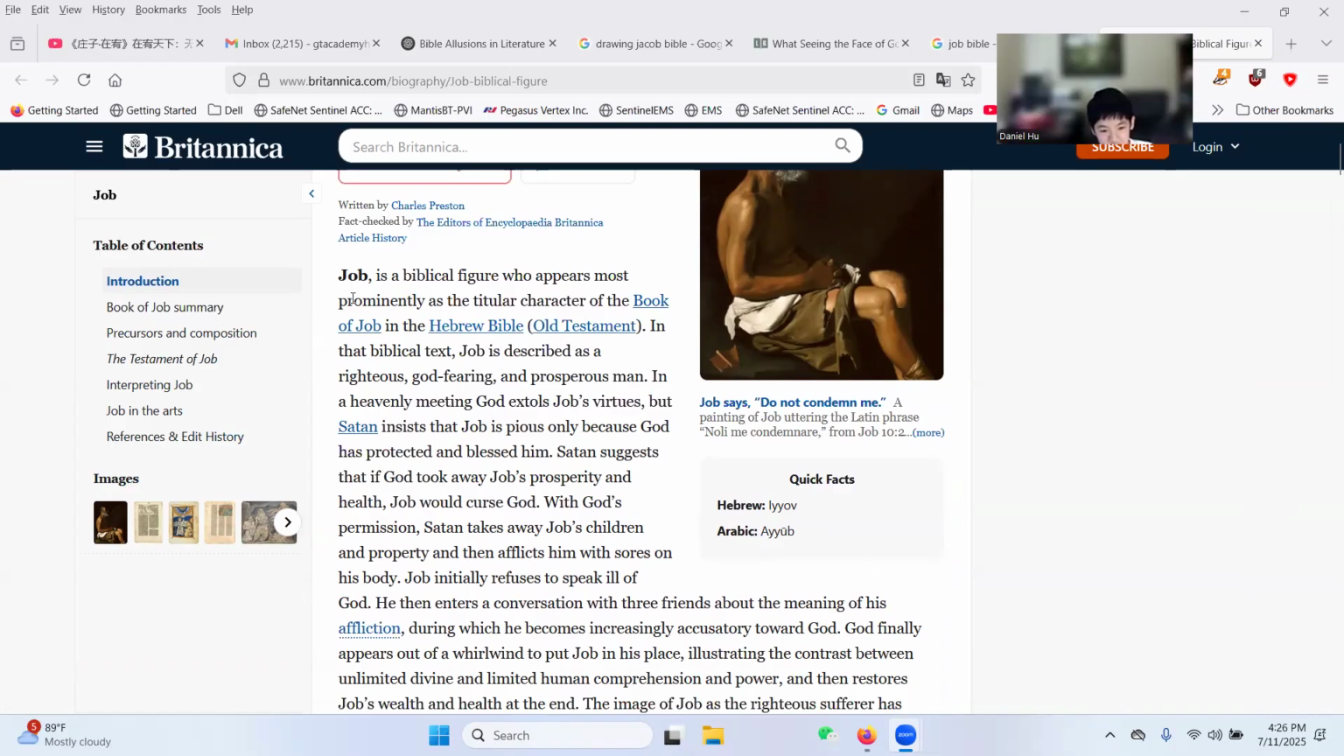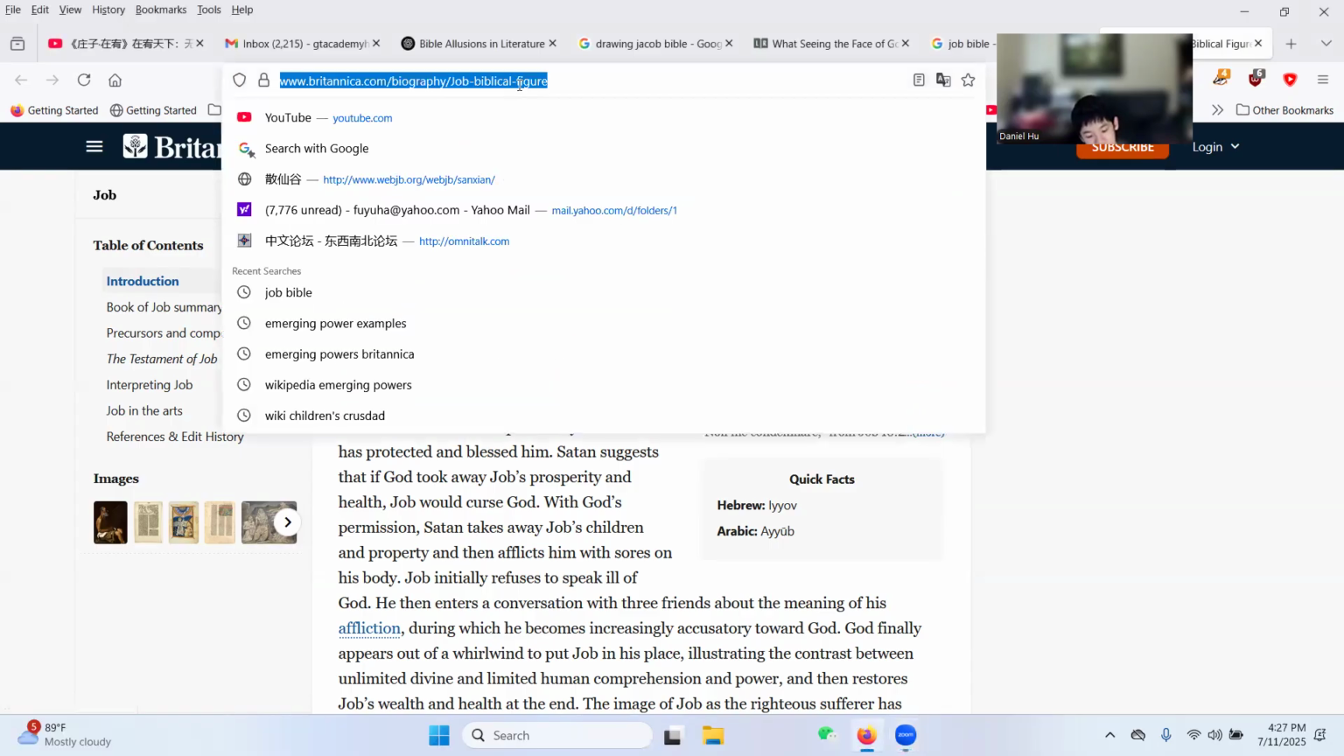Job is a biblical figure who appears most prominently as the titular character of the book of Job in the Hebrew Bible. In that biblical text, Job is described as a righteous, God-fearing, and prosperous man. In a heavenly meeting, God extols Job's virtues, but Satan insists that Job is pious only because God has protected and blessed him. Satan suggests that if God took away Job's prosperity and health, Job would curse God.